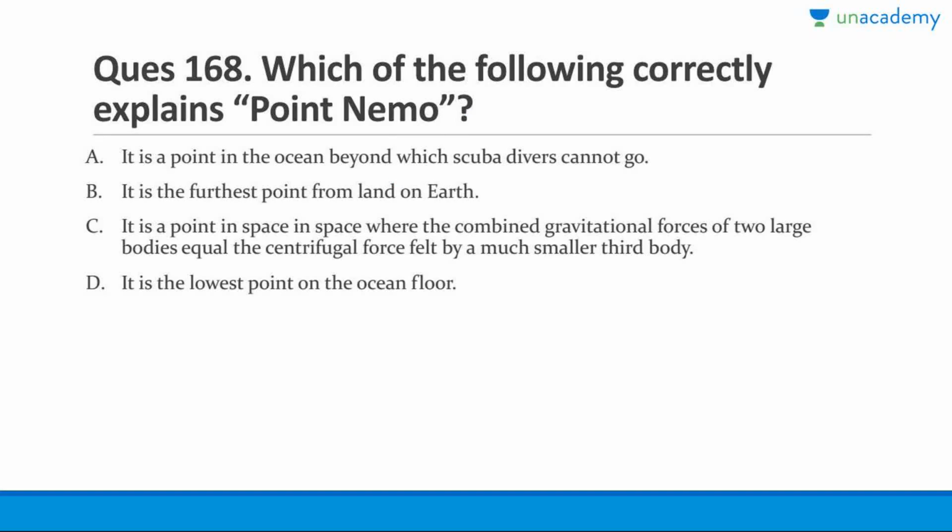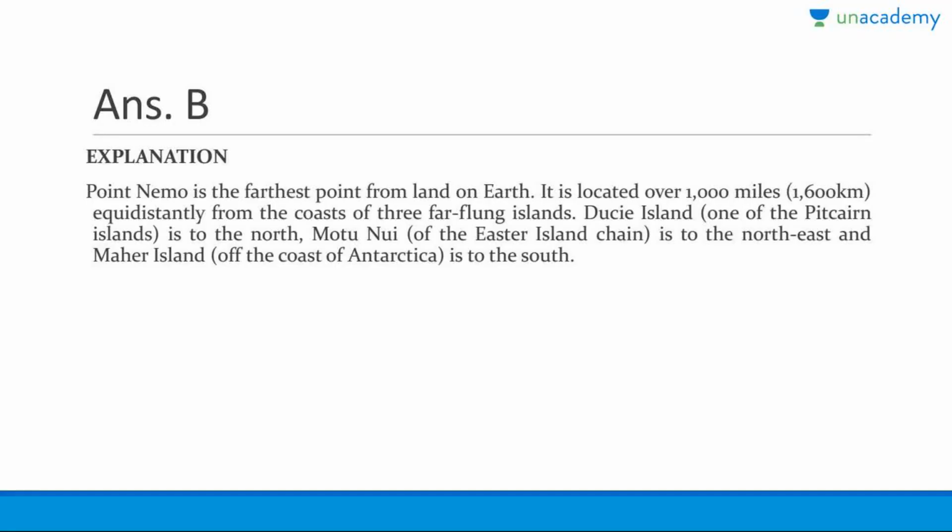Question 168. Which of the following correctly explains Point Nemo? Basically, it is the furthest point from land on earth. So this is Point Nemo. Okay, answer is B. Point Nemo is the farthest point from land on earth. It is located over 1600 kilometers equidistantly from the coast of three far-flung islands. One is Ducie Island, which is to the north. Motu Nui is to the northeast, and Maher Island is to the south. So in any direction for 1600 kilometers, there is no land from this point.